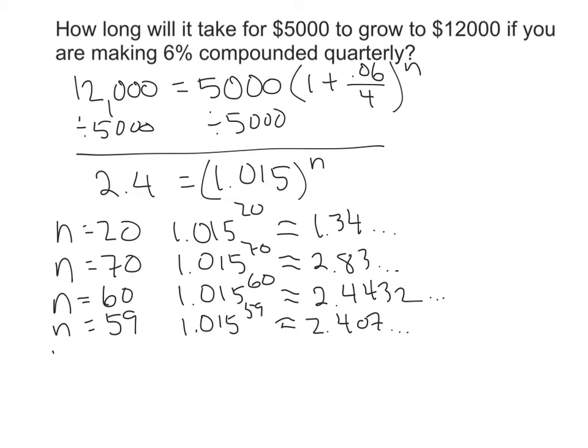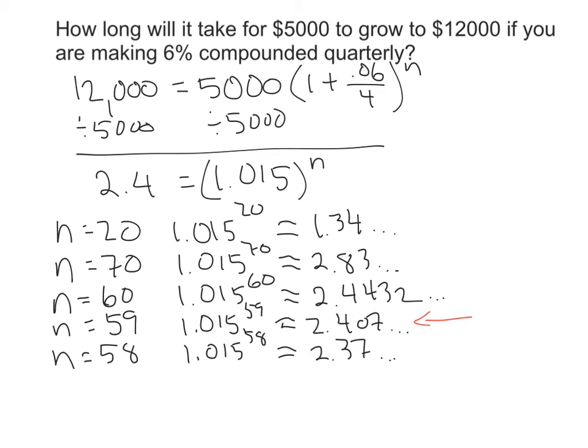What we should double check, even though we suspect it's not going to work, is if n equaling 58 is going to reach 2.4. And it does not. It gives us about 2.37 something. So what that means is n equaling 59 is the right number. So that means there's 59 quarters.